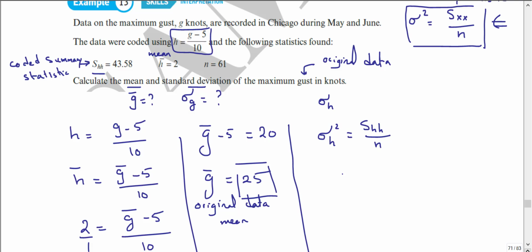So I'm going to get the variance. SHH is given, which is 43.58, divided by the number, 61. What's the answer here? Can you tell me? 43.58 divided by 61 is 0.7144, so just 0.71. Okay. So the standard deviation will be what here? Take the square root. Square root of 0.71.